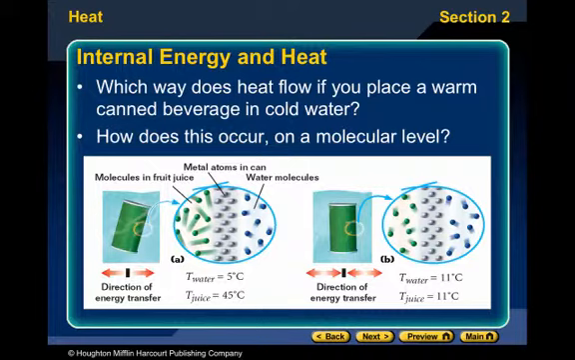So how does this occur on a molecular level? Let's look. The water molecules are slower. The can is faster because it's warmer. The particles in the can are going to transfer some of their energy through collisions. That's the metal can, so it transfers the energy to the metal can, and they transfer it out to the water molecules. Yes, metals are very good conductors.